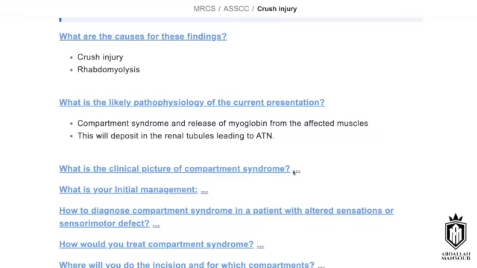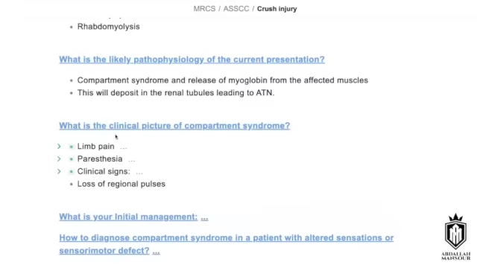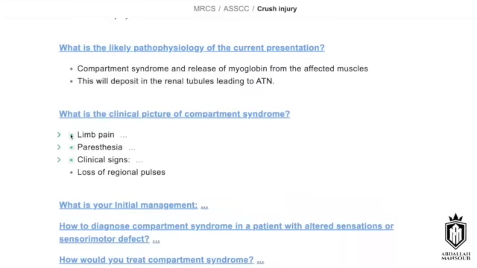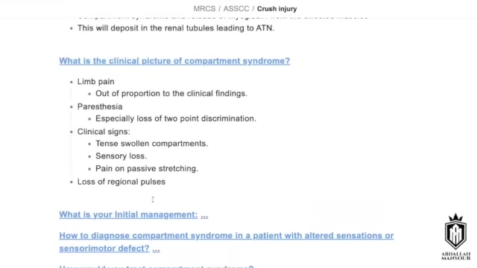What's the clinical presentation of compartment syndrome? Patient presents with pain which is out of proportion. Apart from that, the leg will be pale. It could be paresthesia, loss of pulse in the last phases, and there'll be passive stretch pain as well. All right. So limb pain, paresthesia, pulseless, and also sensory loss and paresis, etc.